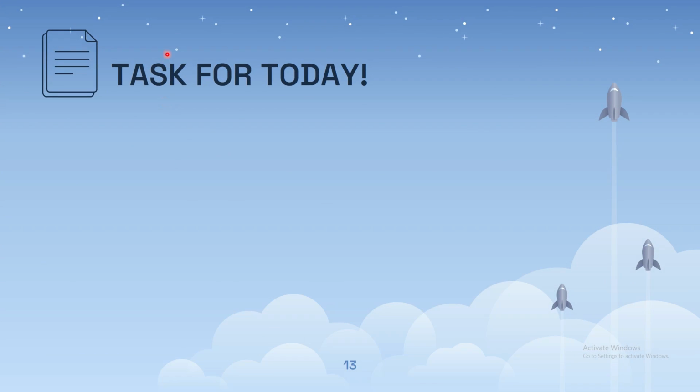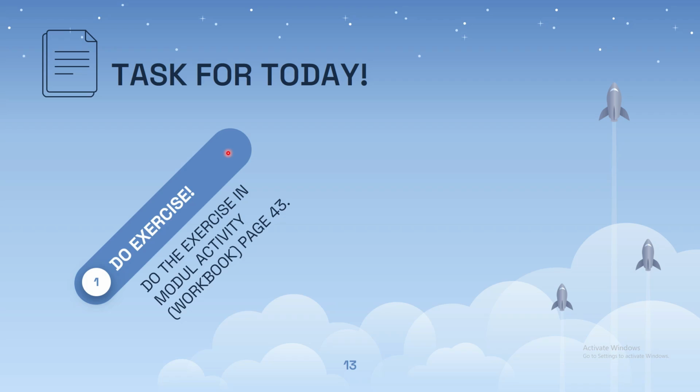Now this is the task for today. That's why I say that today's lesson is simple only, except for the KBAT one. I want to see if you can answer the KBAT question. For the tasks for today, first you must do the exercise in the module activity workbook, page 43.